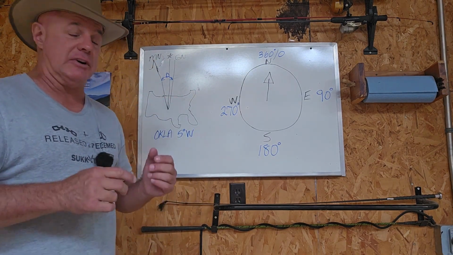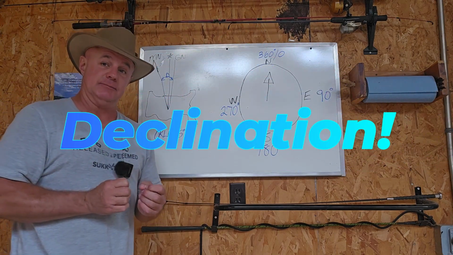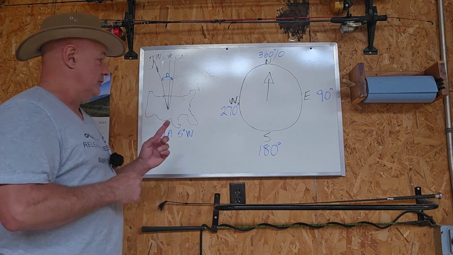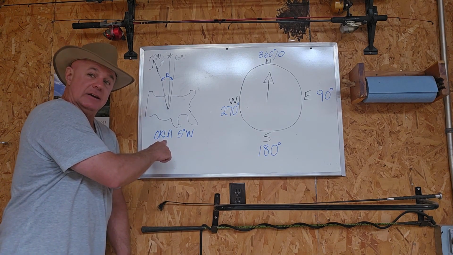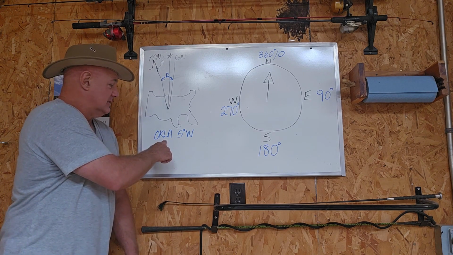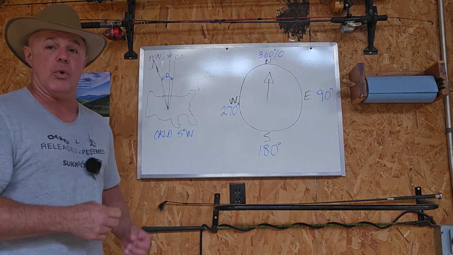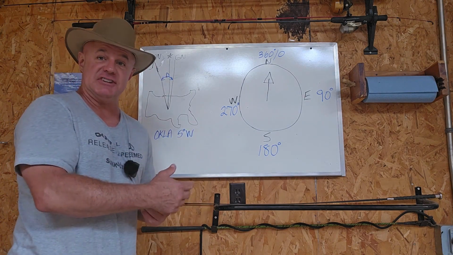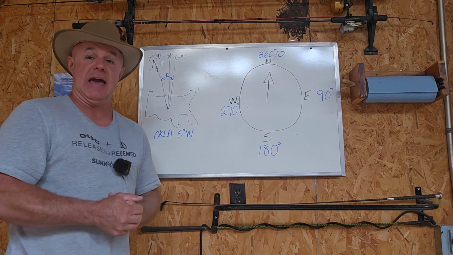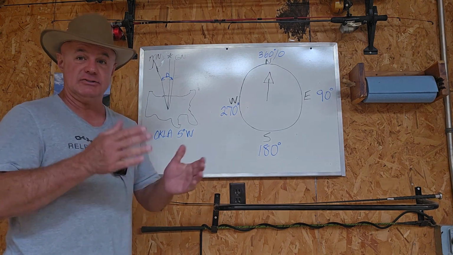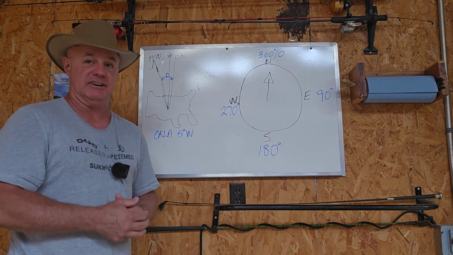So whenever you look at declination inside maps, we'll take Oklahoma, for example. Oklahoma, if you look inside a topo map, says Oklahoma 5 degrees west. In the Tulsa area, you go all the way out to the Panhandle, it says 8 degrees west. So that's how much it varies over the distance.